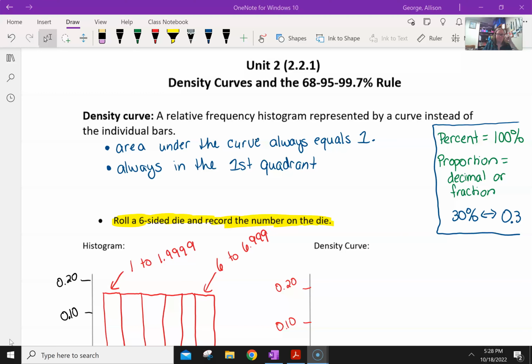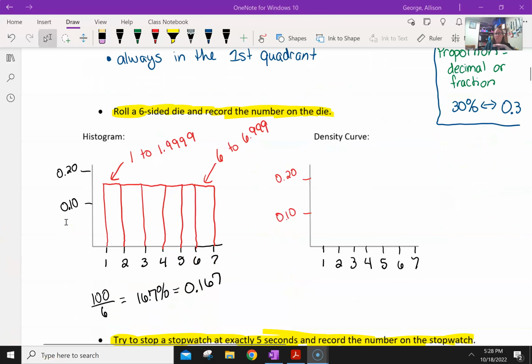So pretty straightforward. What we're going to look at first are just two random examples of density curves. I won't ever ask you to create one of these. They will already be made for you. At most, you'll just have to use it. And that's it.